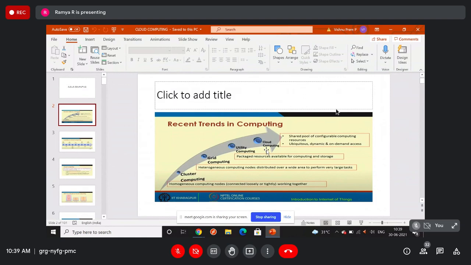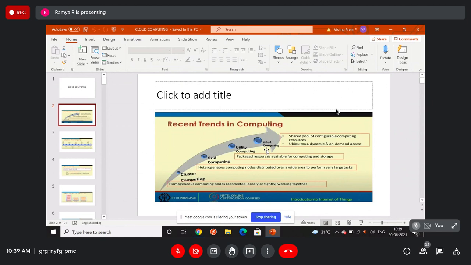Okay, so next is utility computing. In utility computing, you can understand utility as how much you are using, and for that you have to pay. Suppose we take a water bill or an electricity bill: how much you use, for that you pay. That is utility computing. Packaged resources are available for computing and storage.